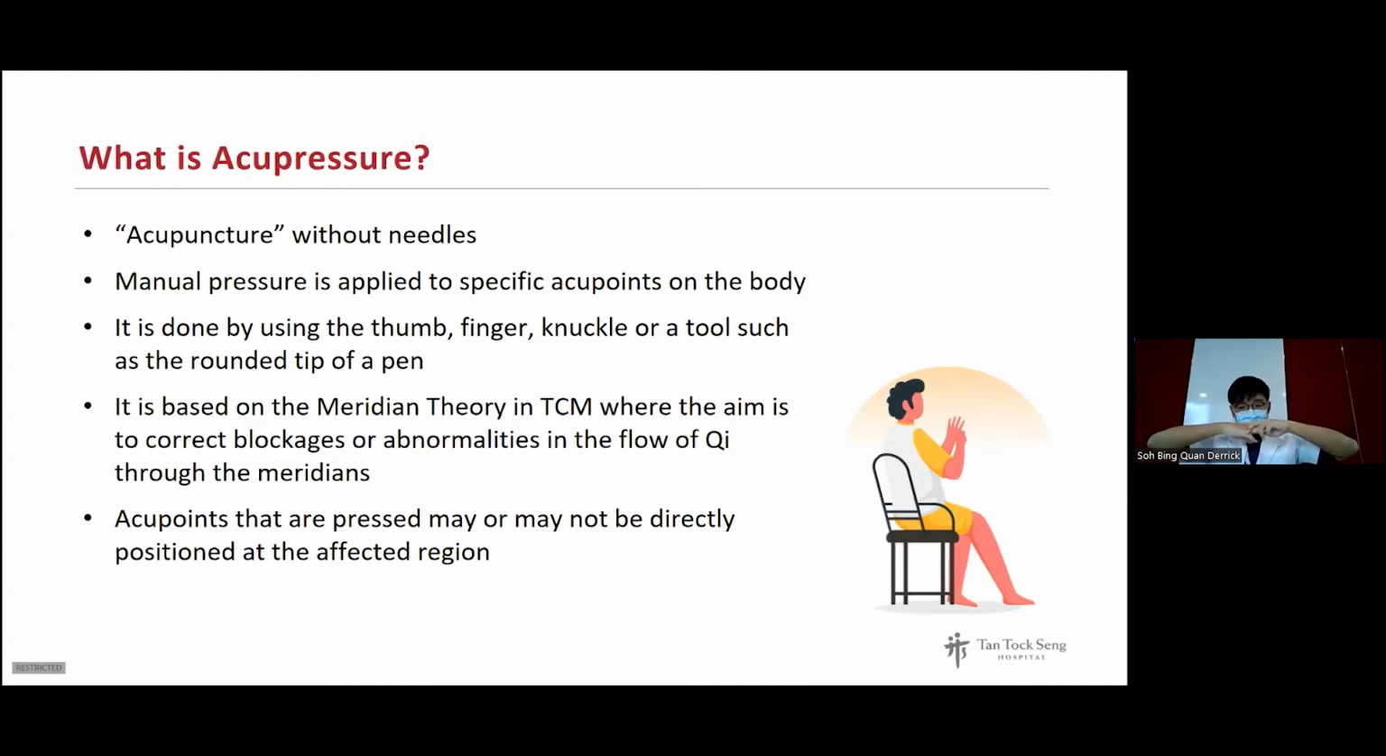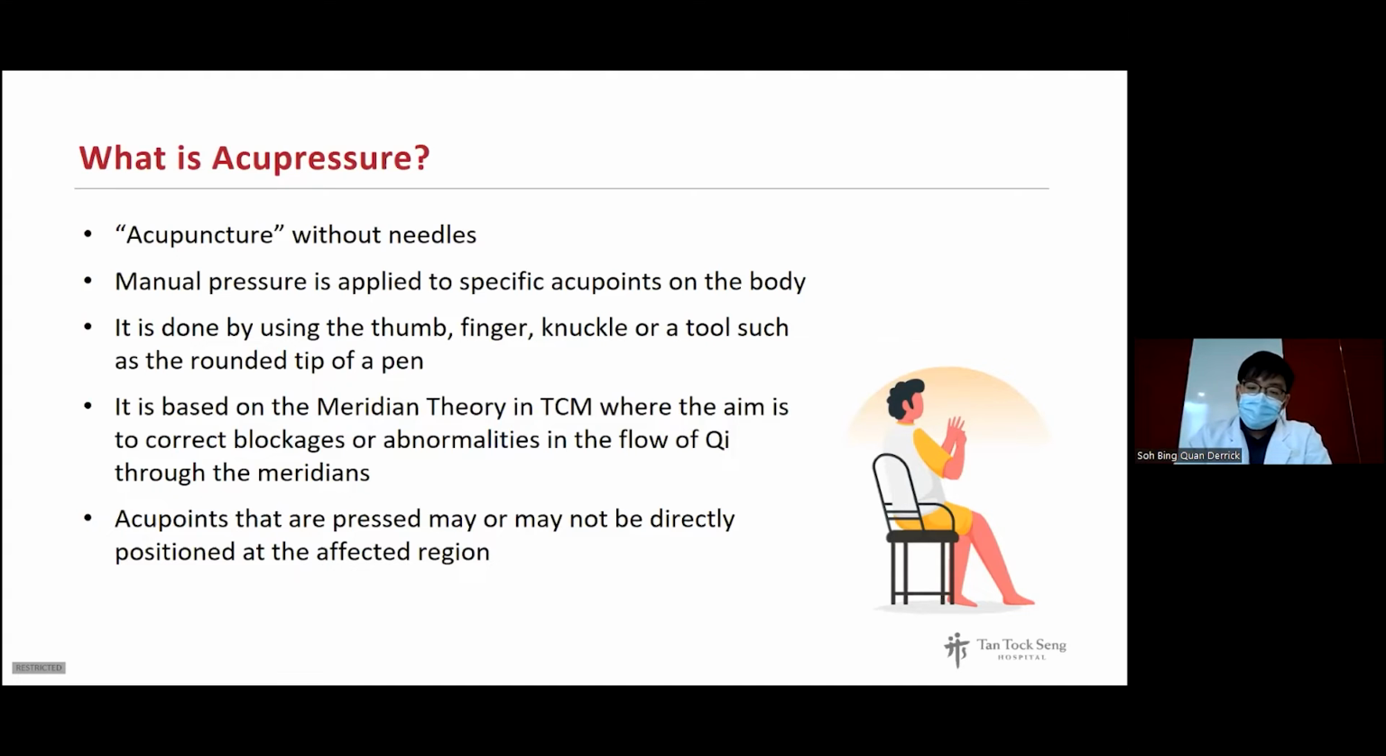Okay, so why is this so? Because the meridians pass from the hand all the way down to the back. So you might think, hey, I'm having back pain, how come you poke my hand? Don't mistake that the physician doesn't know anything. This is the meridian theory that we have that will help in your condition.